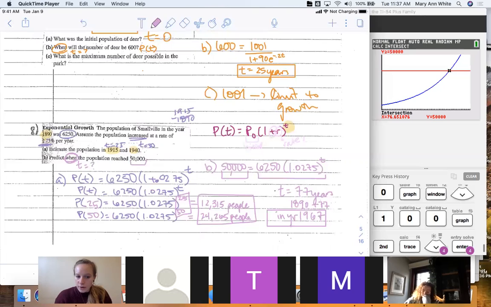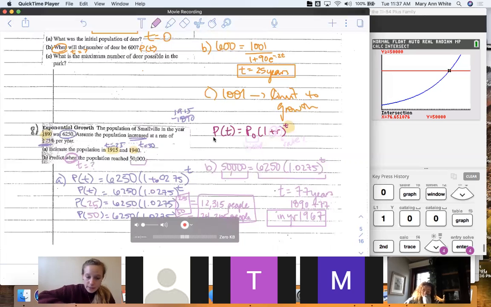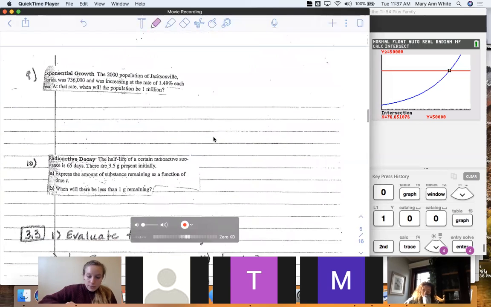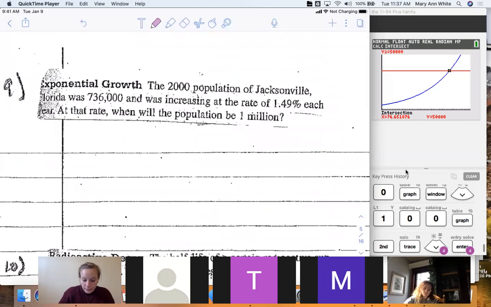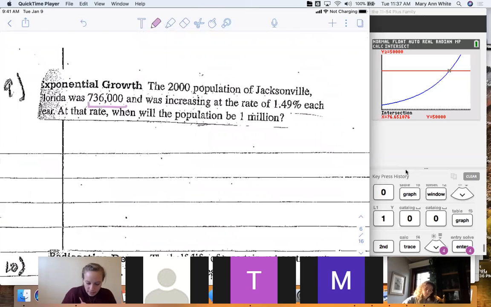Any questions so far? All right, let's do another one like it. Practice makes us better. This one now is talking about Jacksonville. So the population in the year 2000 of Jacksonville was 736,000, and it was increasing at a rate of 1.49. And then it wants me to know when will the population be 1 million.